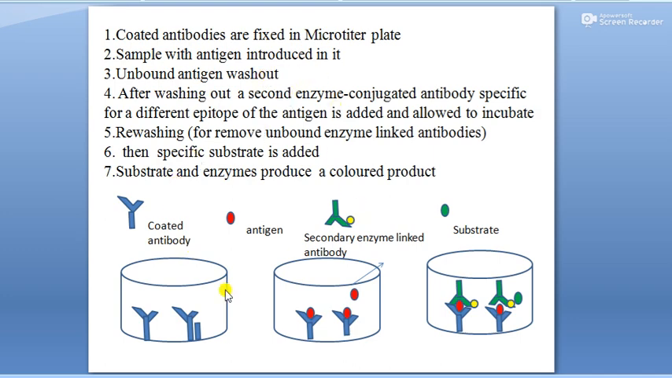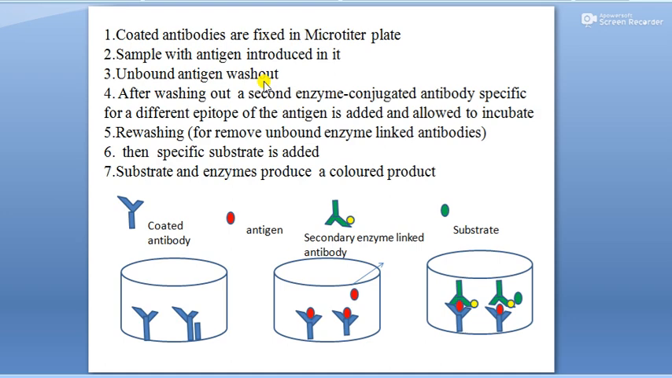After entering into this microtiter plate, the antigens bind with the specific antibody which is coated into the microtiter plate. Specific antigens bind with the specific antibody, right. So, there is some unbound antigen also which cannot bind with the microtiter plate coated antibody, right. We need to wash them. That is why we call it unbound antigen washout.